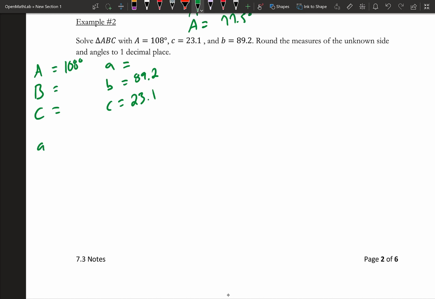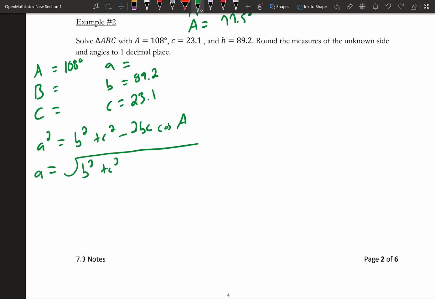So that would be a squared equals b squared plus c squared minus 2bc times the cosine of angle A. And then, if I take the square root of both sides, that would be A equals the square root of b squared plus c squared minus 2bc times the cosine of A. And again here, just to point out, typically I'd have a plus or minus in front here. But side A represents a side length, so that can't be negative. So that's why we don't have the plus or minus in front.